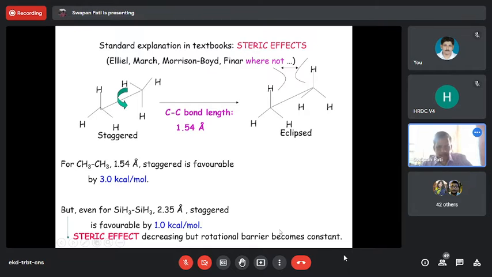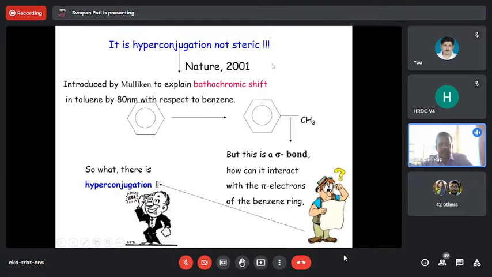Because the bond length is larger for silicon, SiH3. The point is, there is a paper in Nature 2001, which said that it is hyperconjugation, not steric effect, which makes the staggered more stable than the eclipsed conformation.